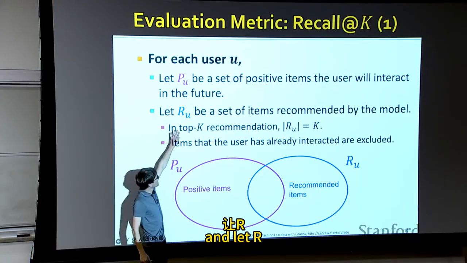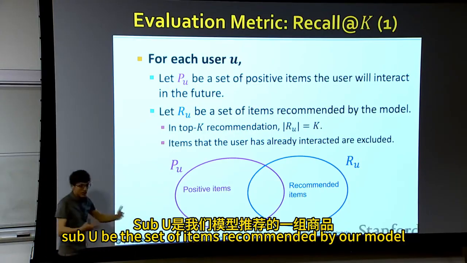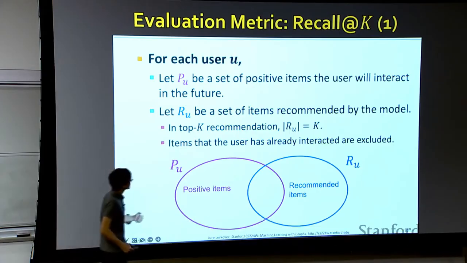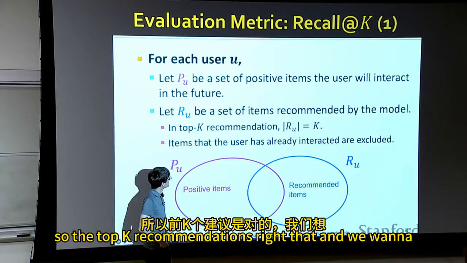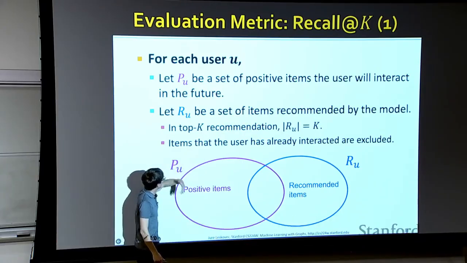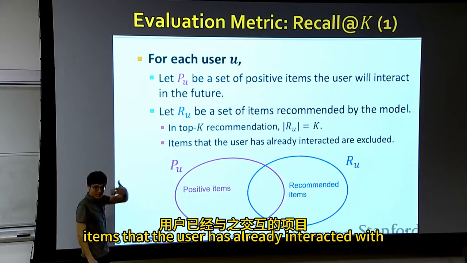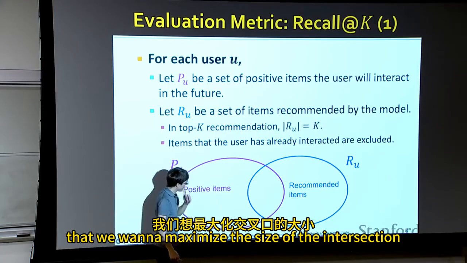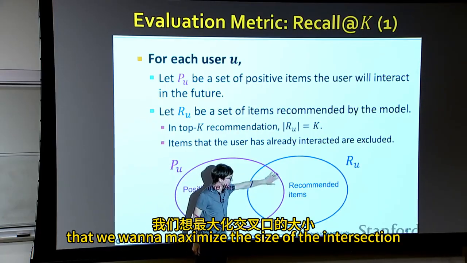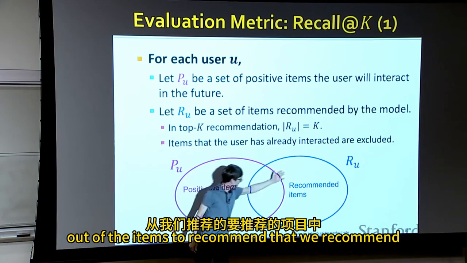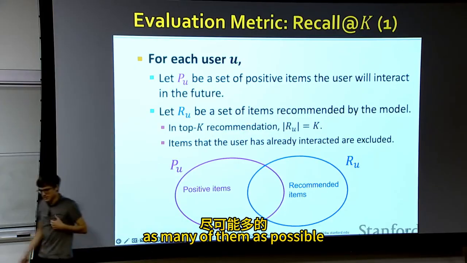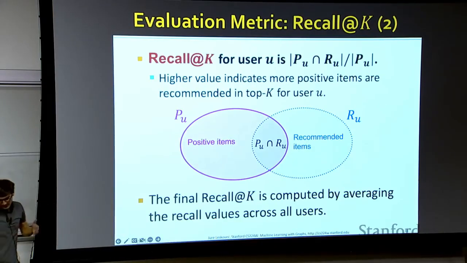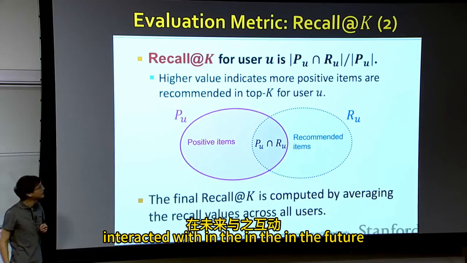And let R sub u be the set of items recommended by our model, right, so the top k recommendations. And we want to exclude items that the user has already interacted with. So the point is that we want to maximize the size of the intersection, right? We want, out of the items that we recommend, as many of them as possible to be the ones that the user has interacted with in the future.